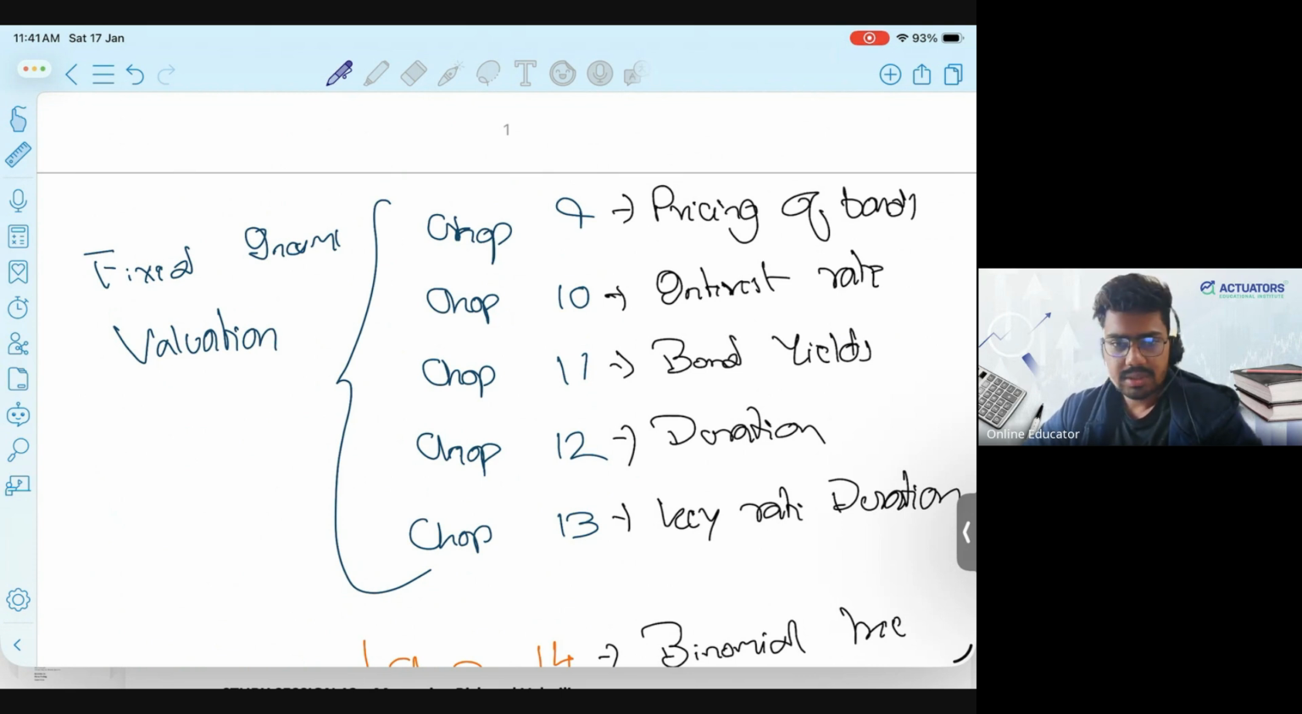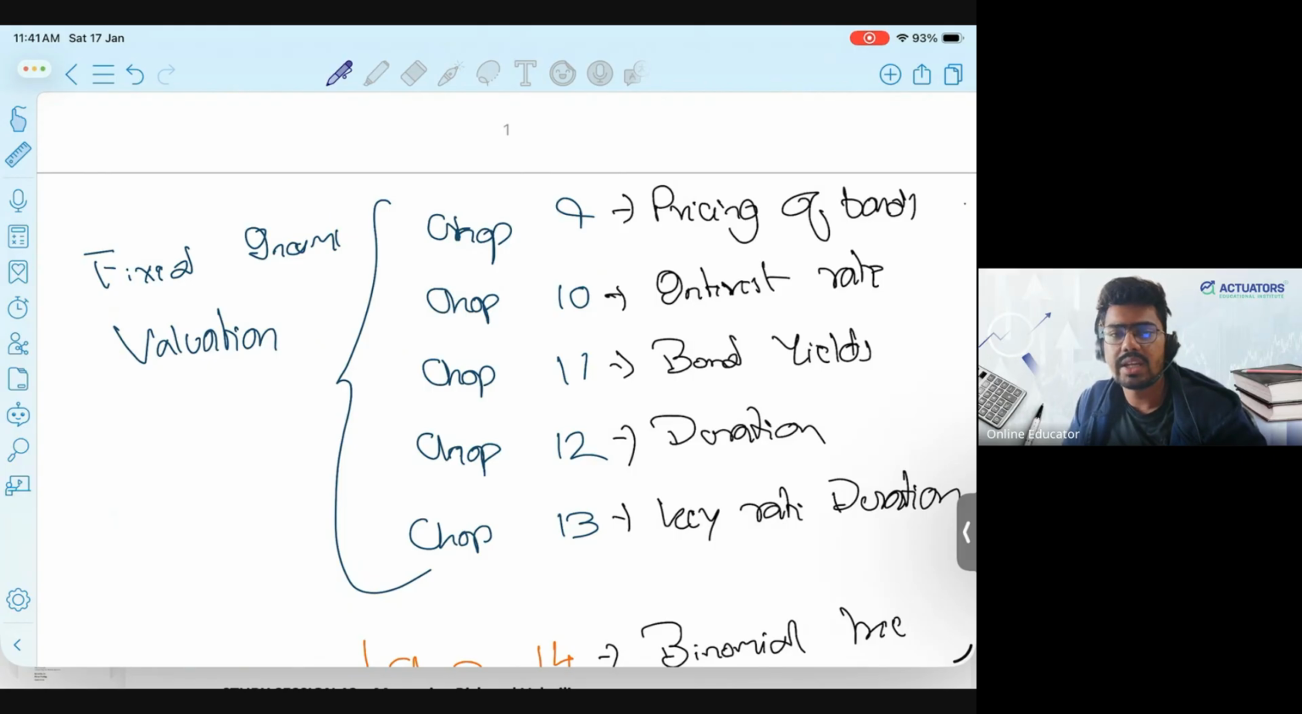Now, the chapters that fall into this category start with pricing of bonds. See how you price bonds, what metrics you need, how we know what the cash flows are going to be in the future. Then you have to calculate their present value. That is how we price the bonds.